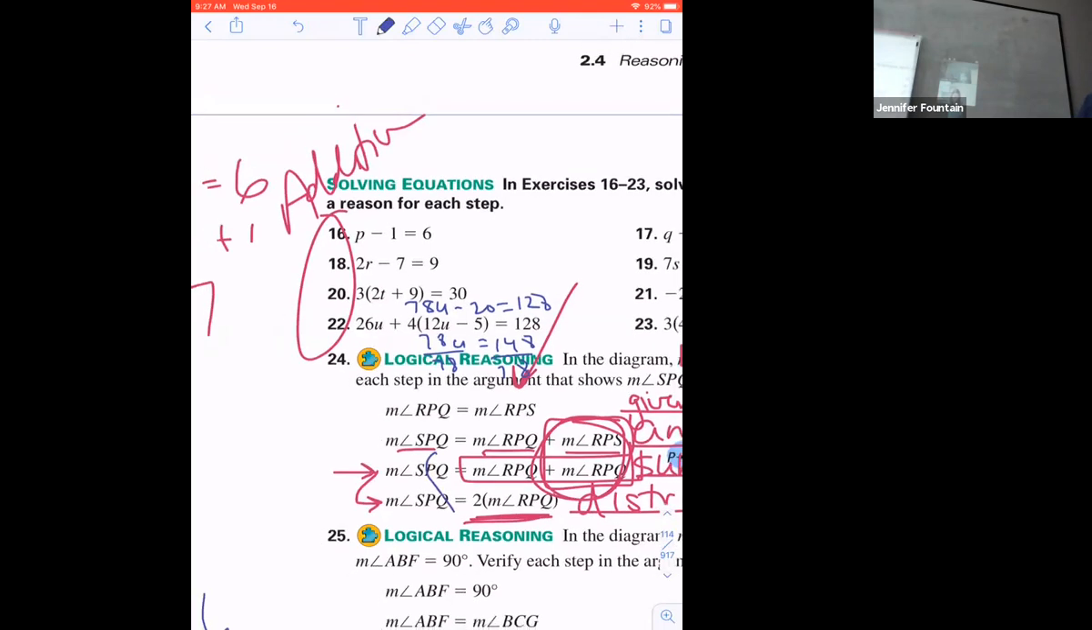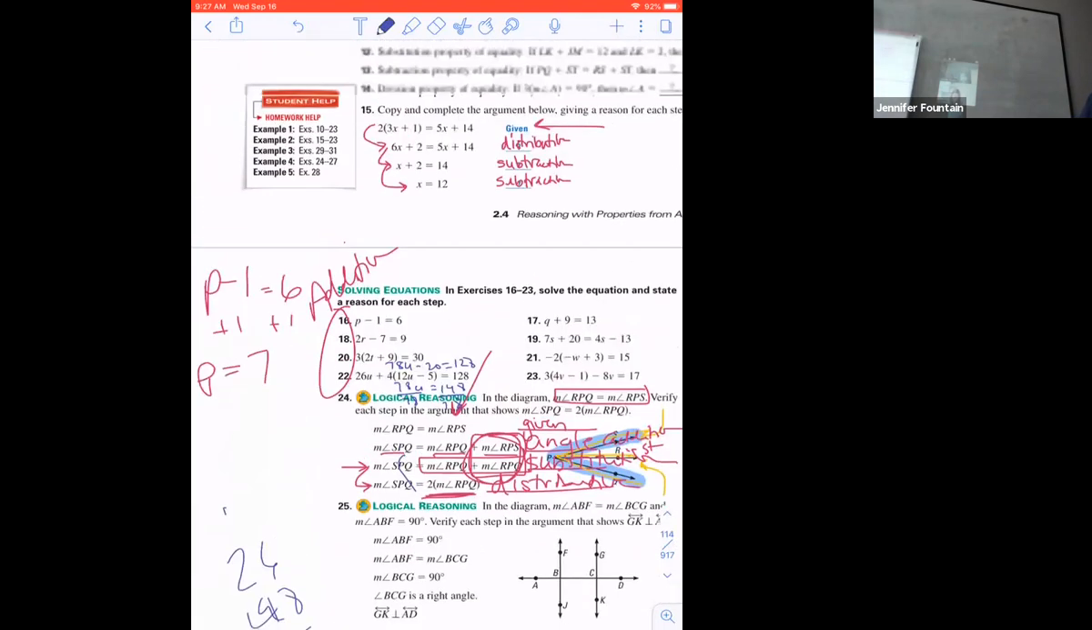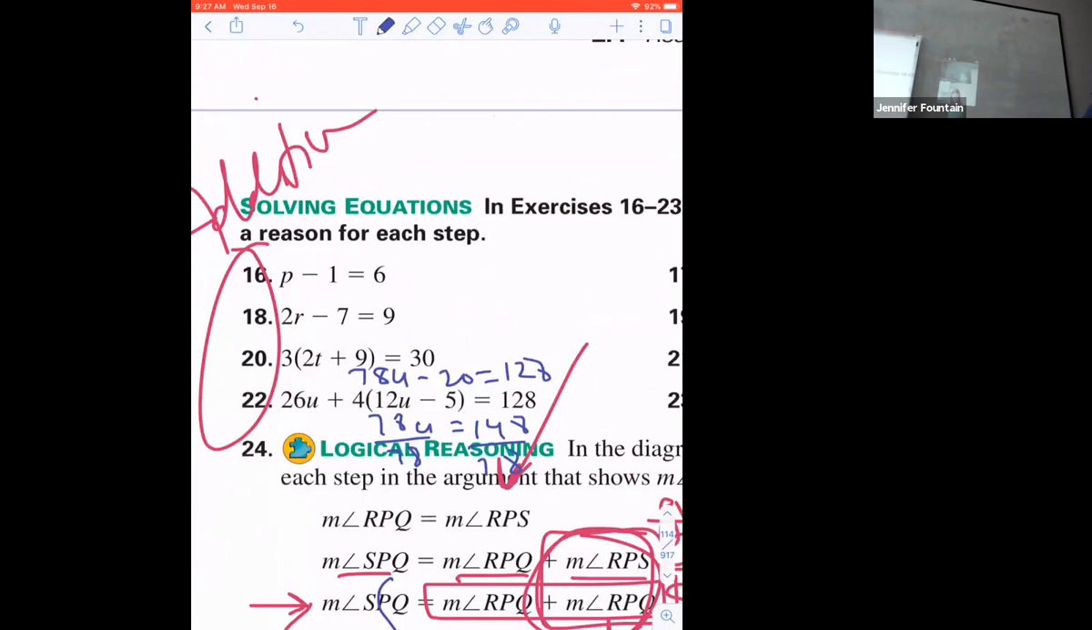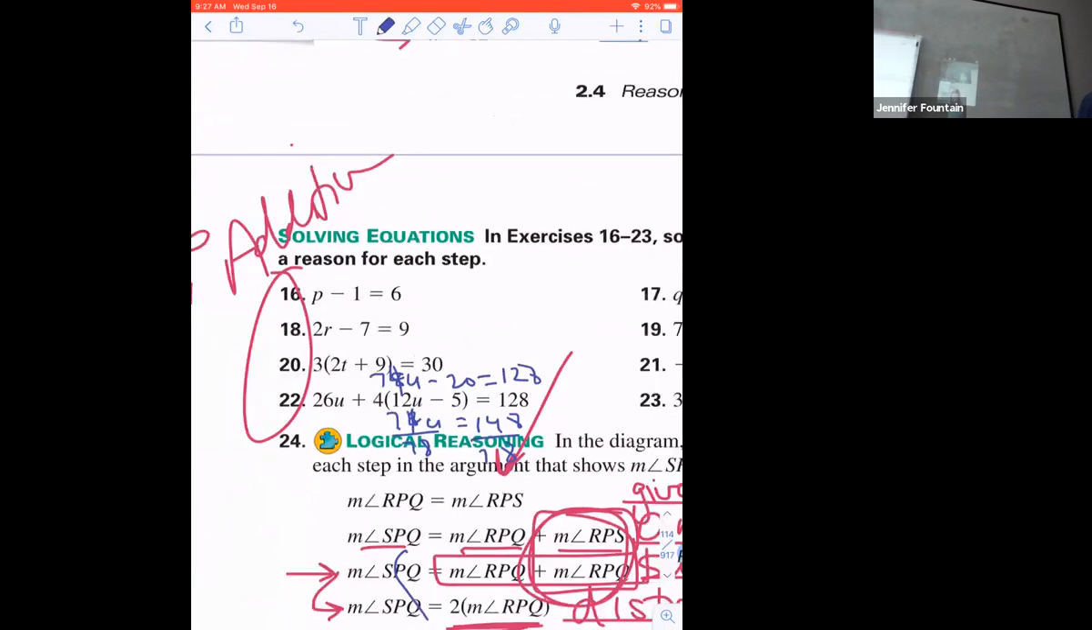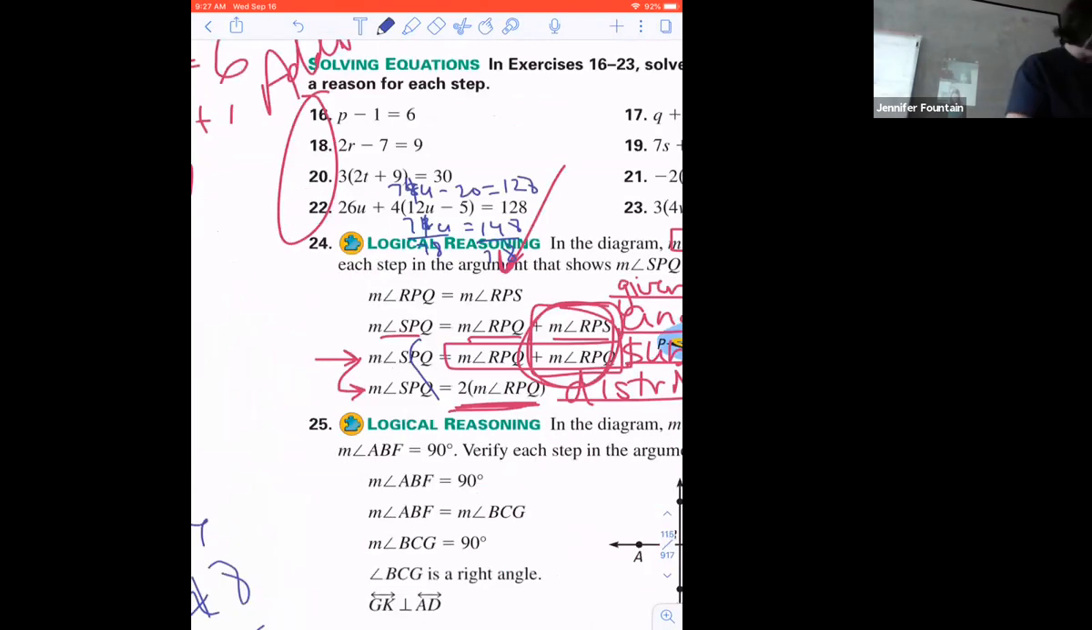I don't know why I wrote 78, 74. Why did I do that? Y'all help me. So this was 74. When I added it, I did it right, but I carried it up there wrong. So U is equal to 2. All right.